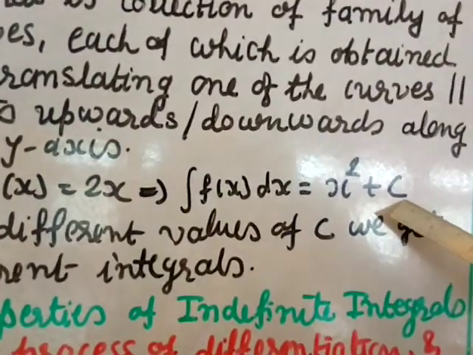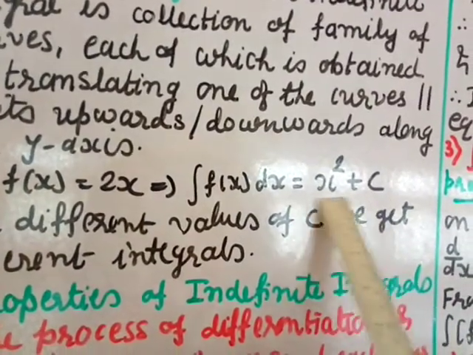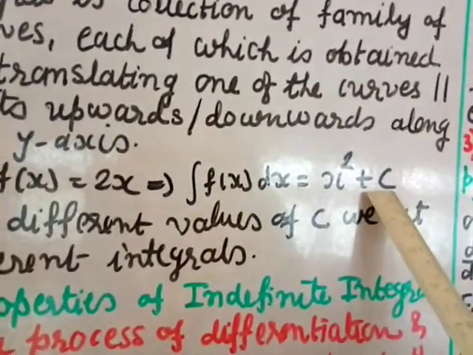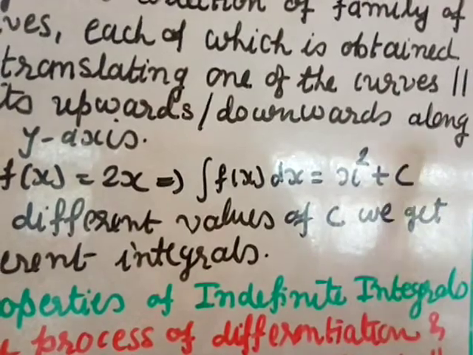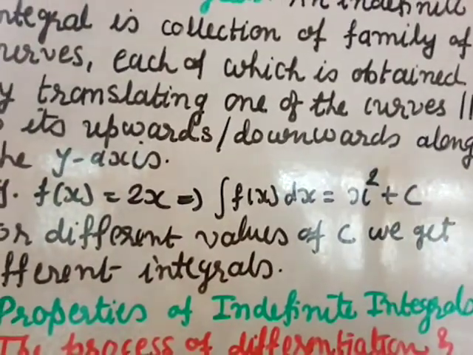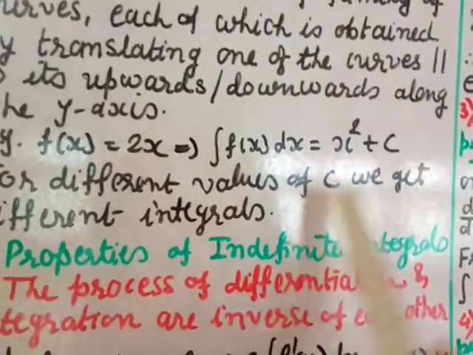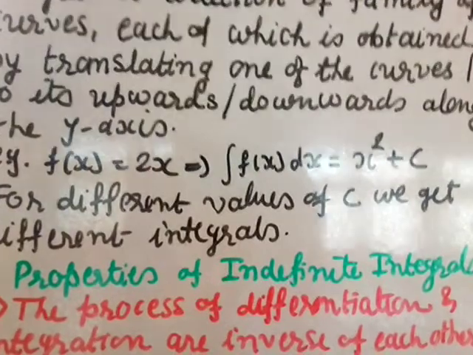So as the c value varies, I will get different functions, the primitive functions. I will get many of these as the c value varies. I can take 1, I can take 2, 3, 4, minus 1, minus 2, 0. So these are the family of curves. For different values of c we get different integrals. Let us see it in the diagram.